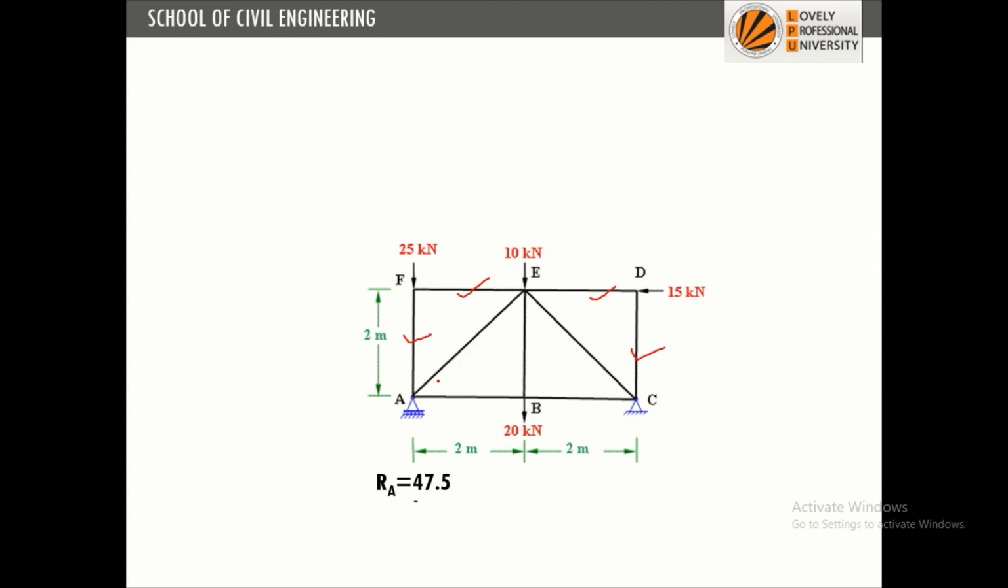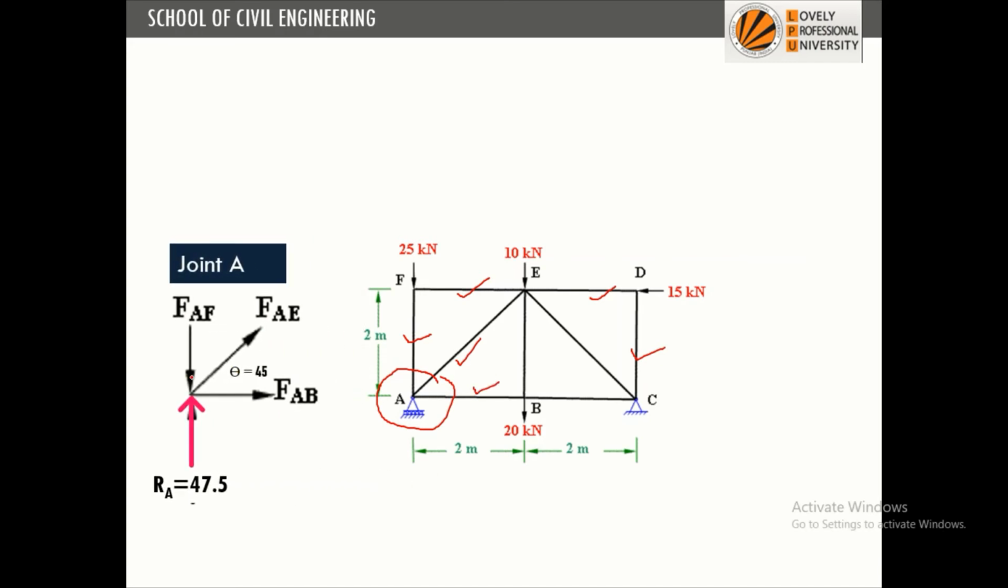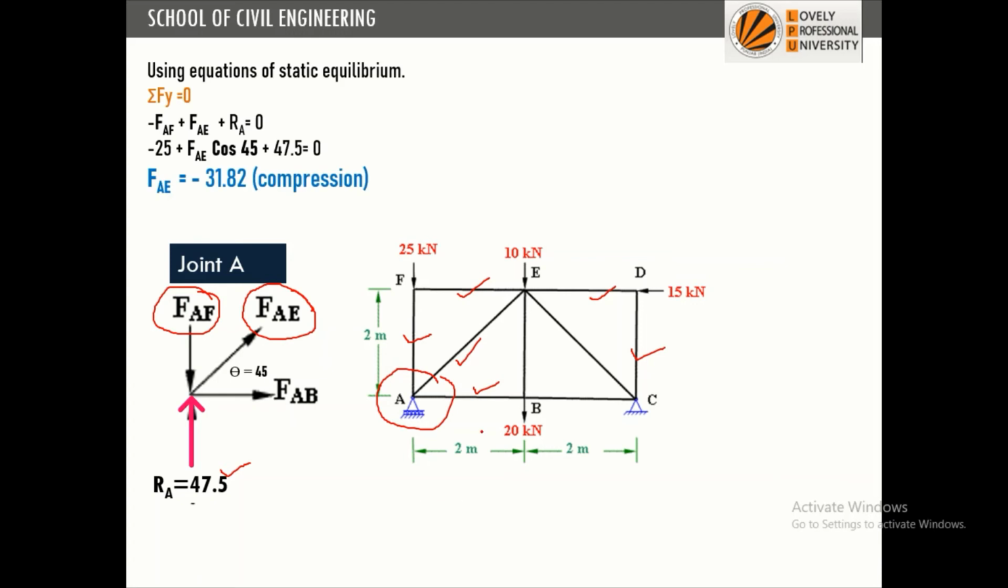Now we'll come to joint A and we'll try to find the values of FAE and FAB. So the force diagram of joint A is like this. This is an inclined force and we know the value of FAF as 25 only. The reaction is also known to us. So we use our equations of equilibrium. First we solve sigma Fy to find the value of AE.